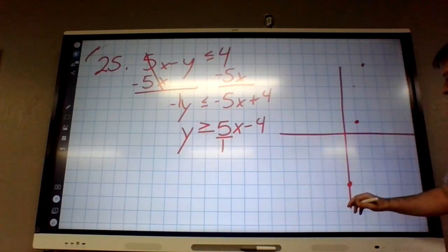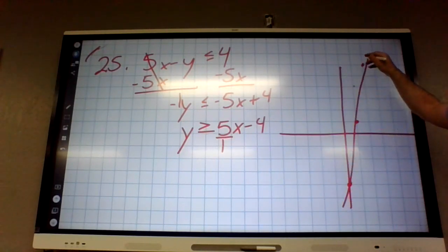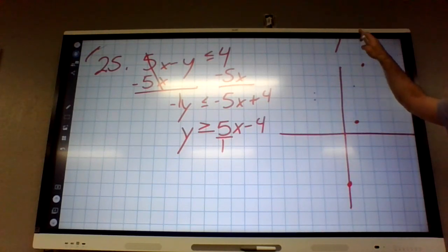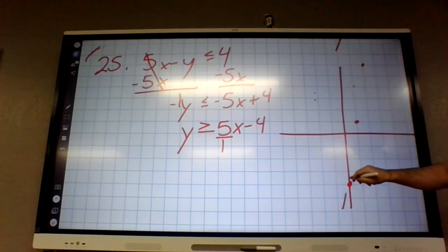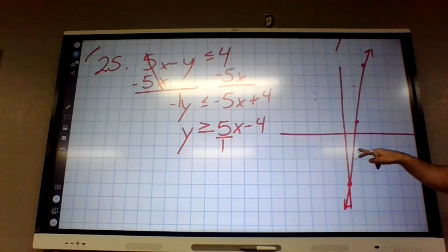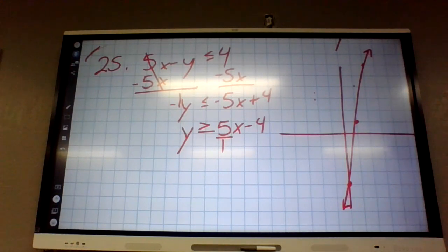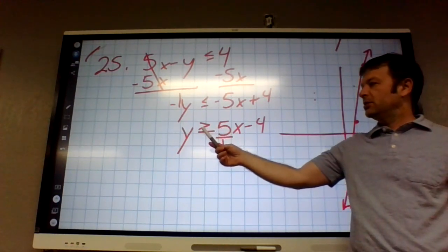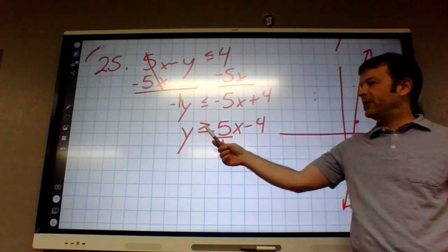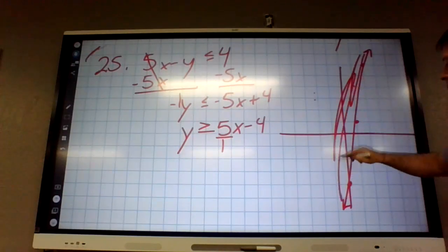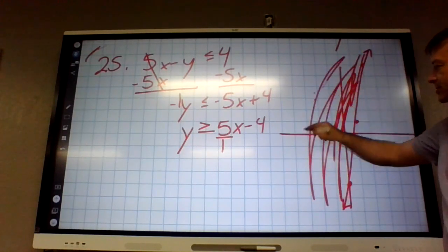Solid. Yeah, close enough. All right. Am I shading above or below? Above. Y is greater than. That's how you read that. So you're going greater than the line, above the line. So that would be this side.